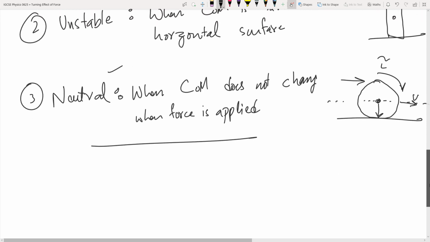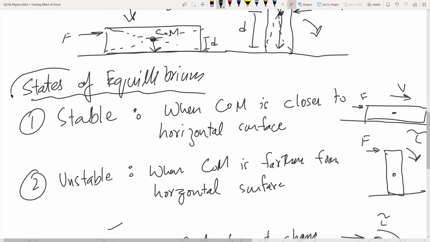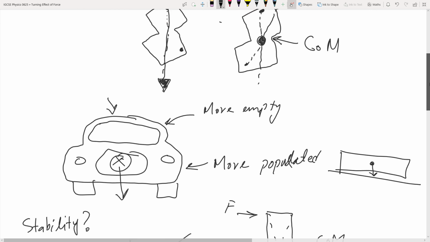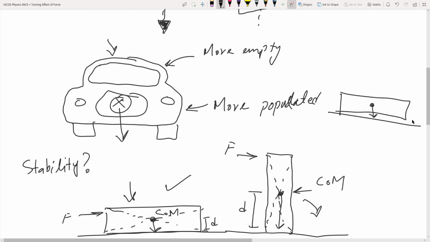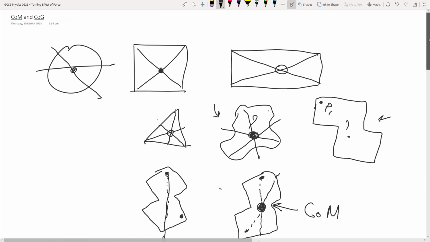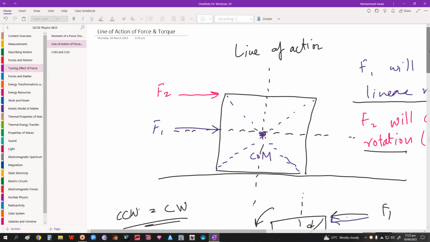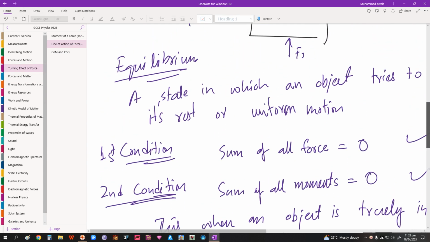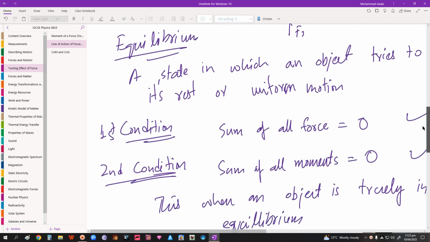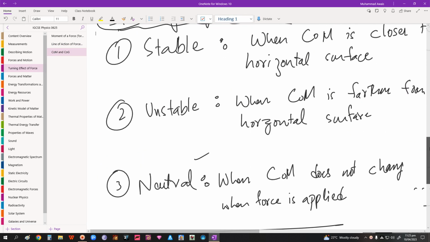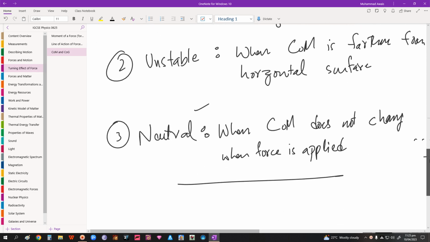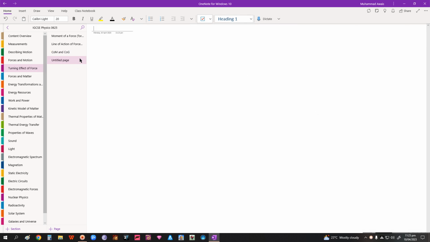Now understand, again I'm saying, these are states of equilibrium. I'm just encircling this for your understanding, and this is not to be confused with what we had over here, the conditions of equilibrium, right? These are conditions. So do not confuse these conditions with these stability-based states, right? These states only define the stability of an object.